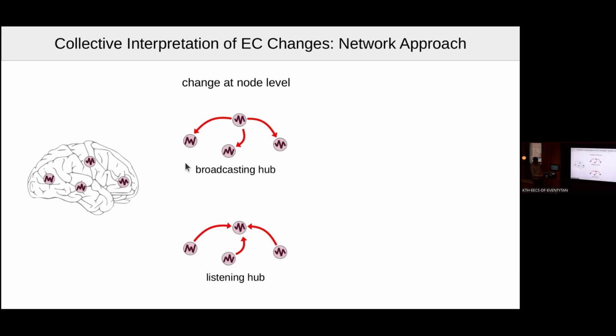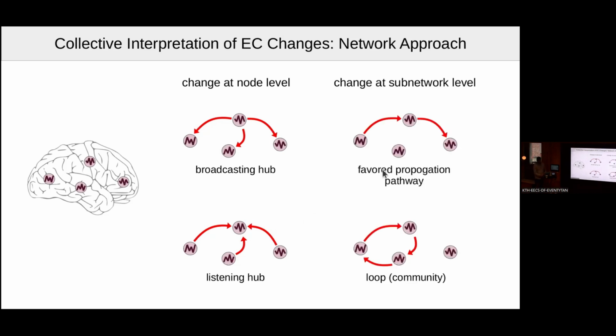So here I'm just showing an increase, for example, of interaction. But you can have some changes at the node level. Okay, so here, all this connection would increase, meaning that this node here would be a broadcasting hub. So it's going to send more information to the network, or more activity at least. In this case, this hub is going to be listening to the network. And so that's some changes related to one node.